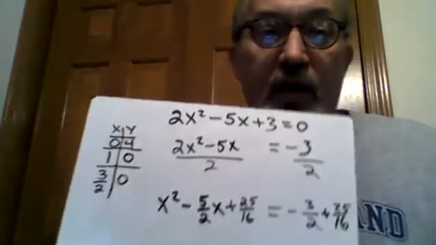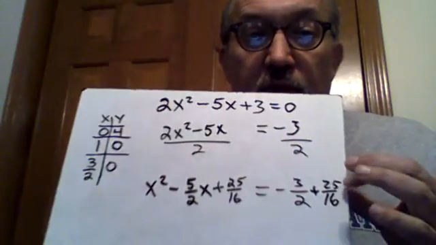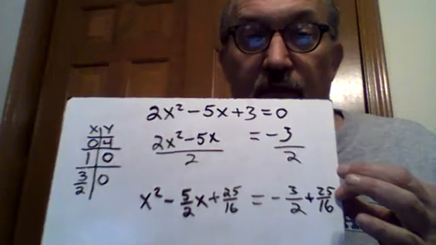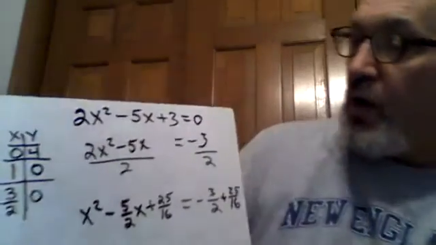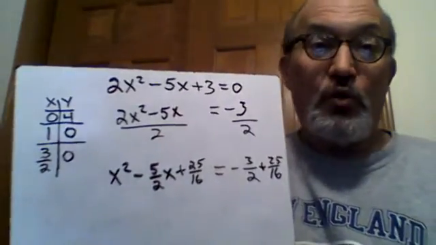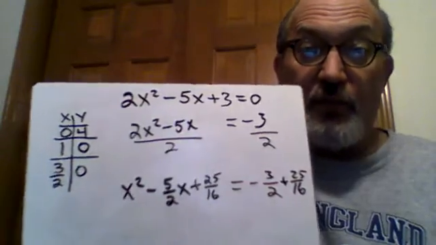And notice I've added that 25/16 to both sides. You have to keep the equation equivalent. On the left side, we now have a perfect square trinomial. We created it, so we should be able to factor it.